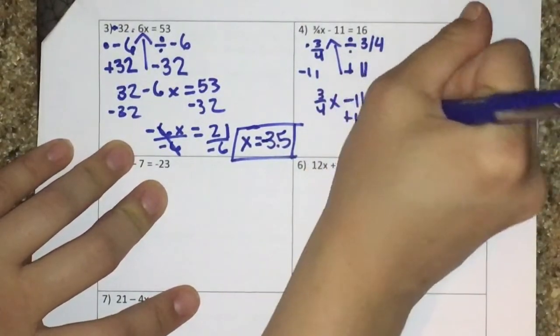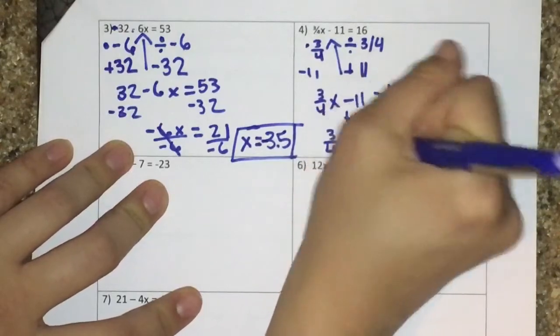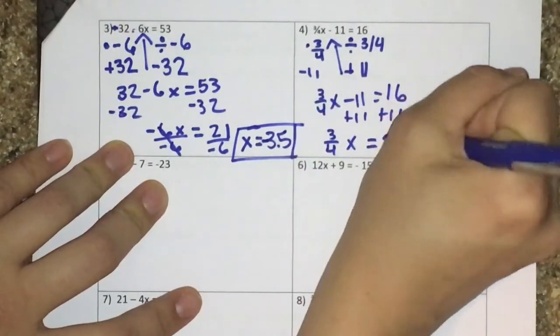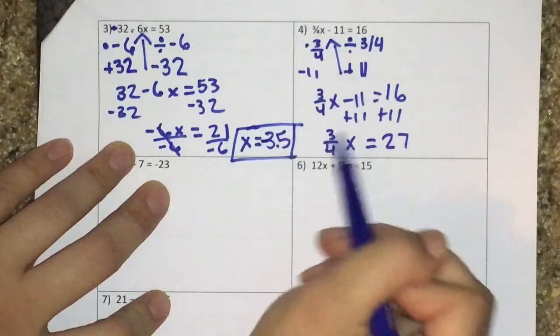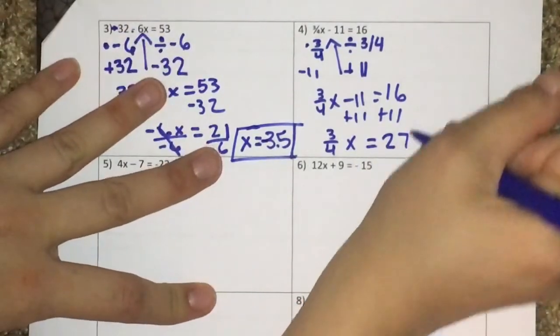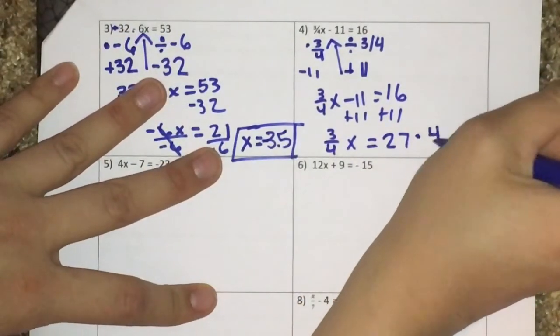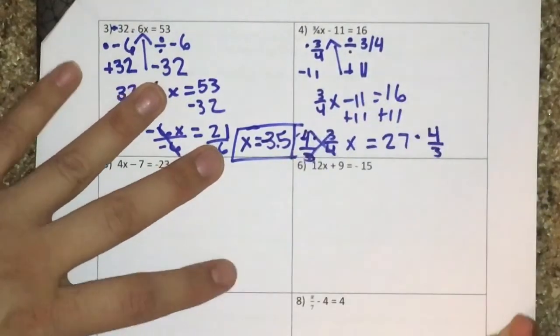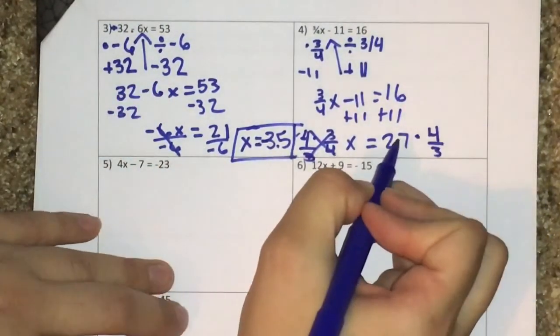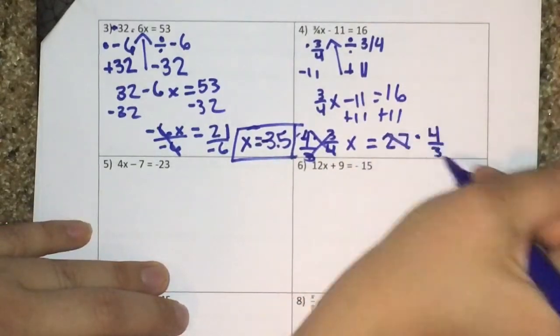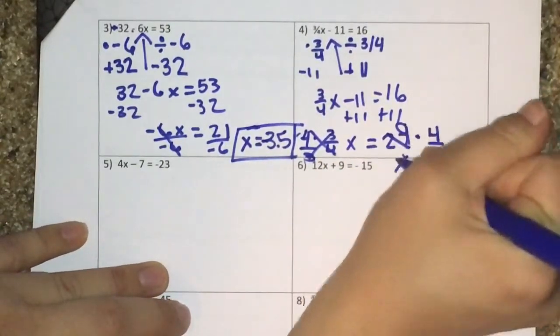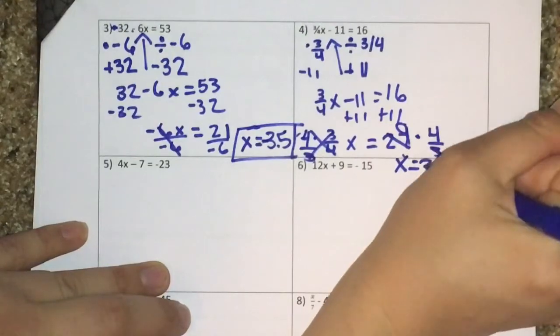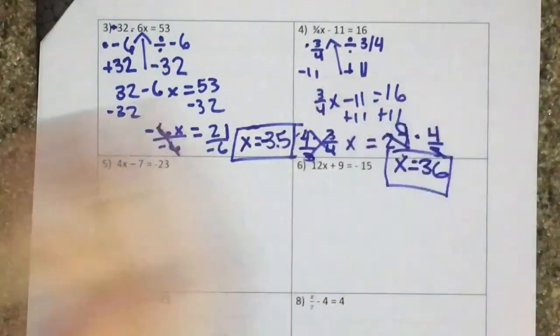So we add 11, 3/4 x equals 27. Then instead of dividing by 3/4, which is ultimately what we're doing, it's the same thing as multiplying by 4/3. These do some canceling. From here, 27 over 3, that becomes 9. So x equals 9 times 4, which is 36.